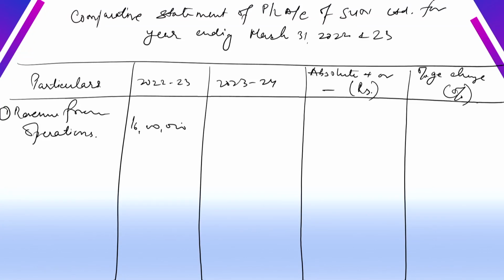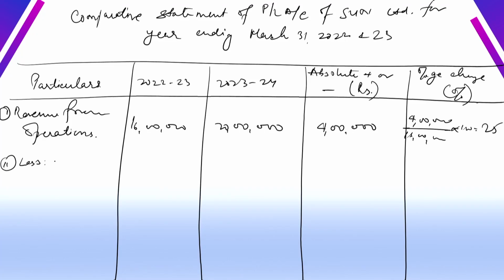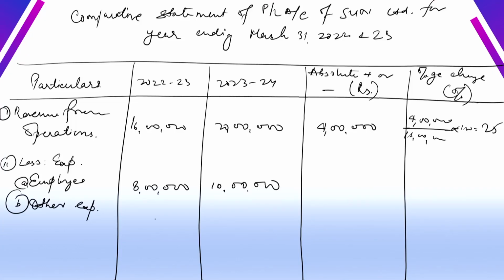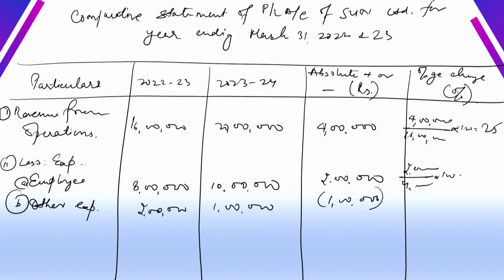It was 16 lakh for the previous year, and for the current year it is 20 lakh. We can clearly see an increase of 4 lakh rupees, and if we go through the percentage, it will account to 25%. Second, we will deduct all the expenses. Expenses here are employee benefits and other expenses, not clearly mentioned but in a grouping. Employee benefits increased from 8 lakh to 10 lakh rupees, and other expenses decreased from 2 lakh to 1 lakh. We have already said that an increase is not bracketed, but a decrease should be put in brackets to show the decrease. 2 lakh of 8 lakh will account to 25%, and this 1 lakh of 2 will account to 50%.